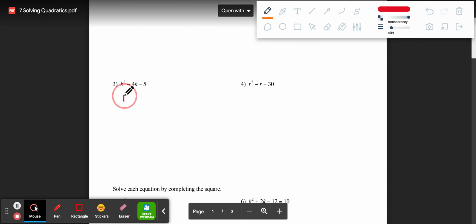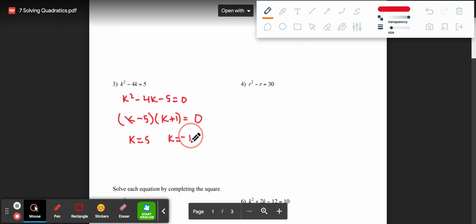Again, get it equal to 0. I have k squared minus 4k minus 5 equals 0. When I look to factor, I see, oops, that's a k minus 5 and a k plus 1. That takes care of that. These multiplied together give me negative 5, and these added together give me negative 4. It's solving with the ZPP. k is 5, k is negative 1.